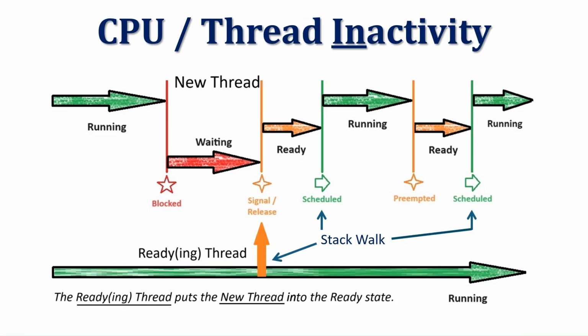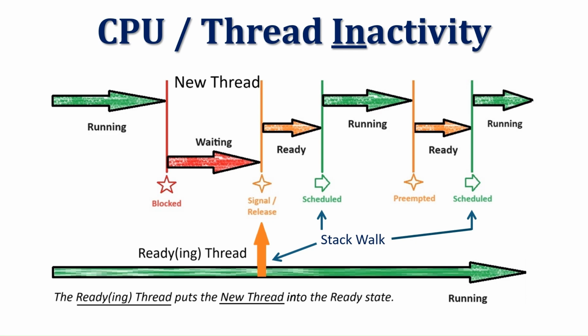Another way that ETW captures thread activity and inactivity is by logging thread transitions. This chart represents two threads. The top thread experiences 5 transitions. It's initially running, but then it blocks as it perhaps waits to enter a critical section, or it waits for disk I/O to complete, etc. Once it's signaled or released from the wait, it enters the ready state, and then eventually it's scheduled to run by the OS on one of the logical CPUs.